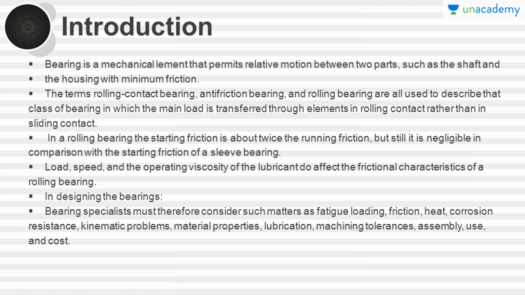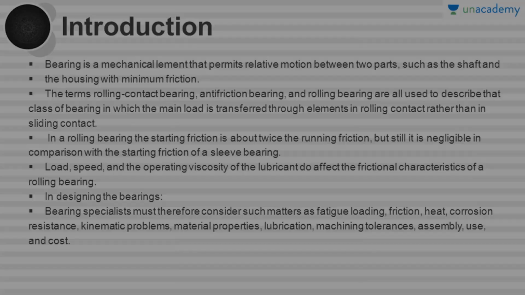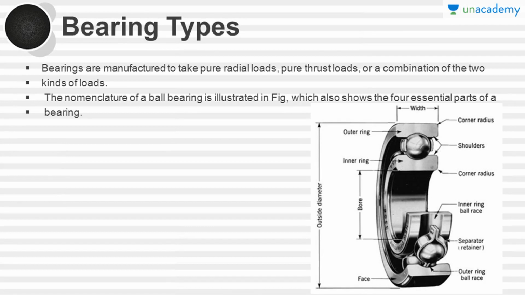Now we are going to see how to find a useful bearing which can resist all these loadings. In this lecture we are going to see the general types of rolling contact bearings, and in the next two lectures we are going to discuss the types of bearings. So here we have the bearing types. Bearings are manufactured to take pure radial loads, pure thrust loads, and combinations of the two kinds of loads. The nomenclature of ball bearings is illustrated in the figure, which also shows the four essential parts of a bearing.